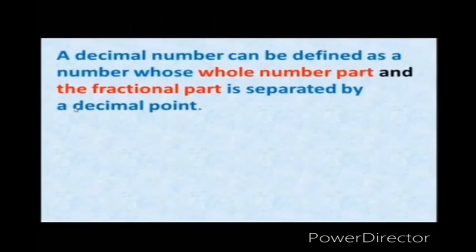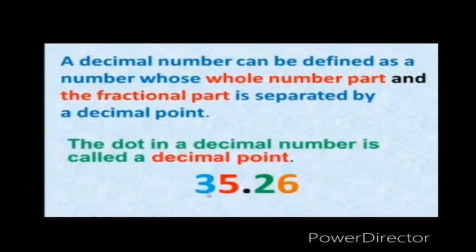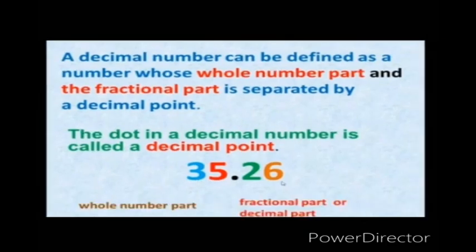A decimal number can be defined as a number whose whole number part and fractional part are separated by a decimal point. Here we have the decimal number 35.26. This black colored point is called the decimal point, or in other words, the dot in a decimal number is called a decimal point. Before the decimal point we have the whole number part, and after the decimal point we have the fractional part or decimal part.